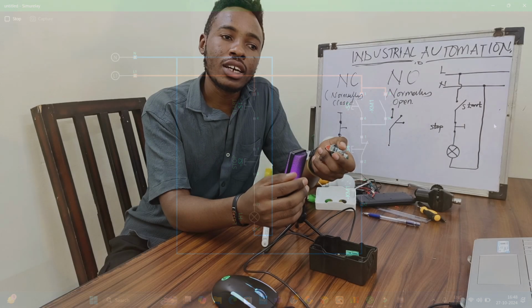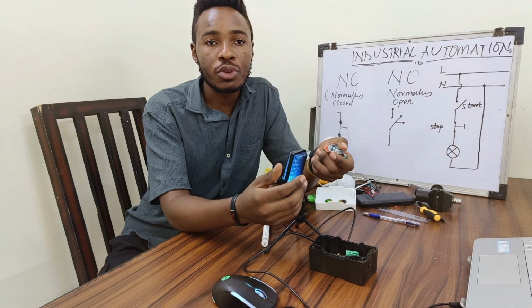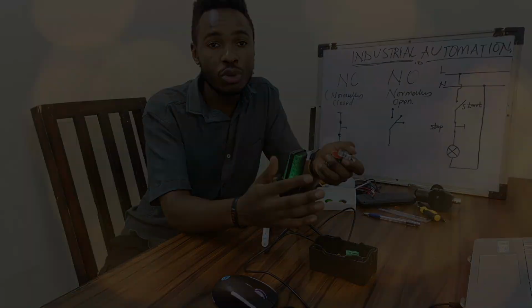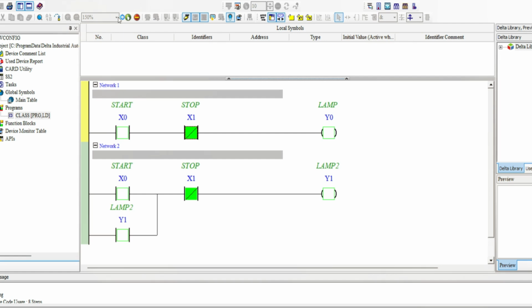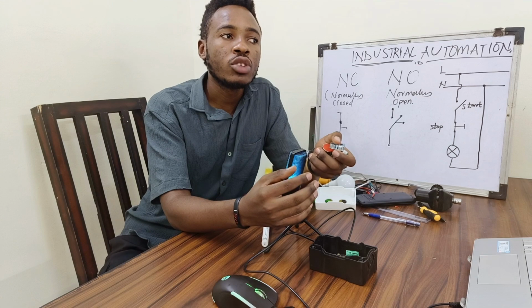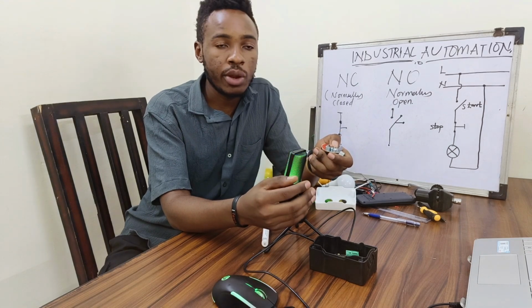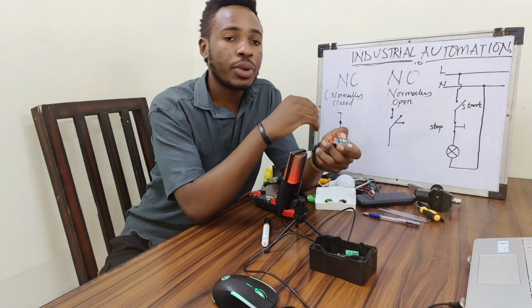Hello, welcome everyone. In today's video I'm going to share one major concept that you cannot do away with, or continue with automation without knowing about. It is very simple and very basic. We talk of normally closed and normally open. Normally closed and normally open are these switches.